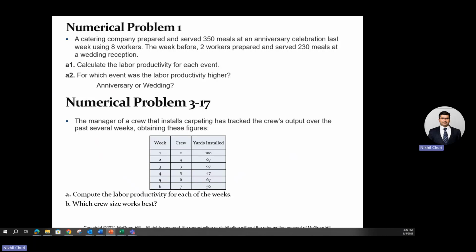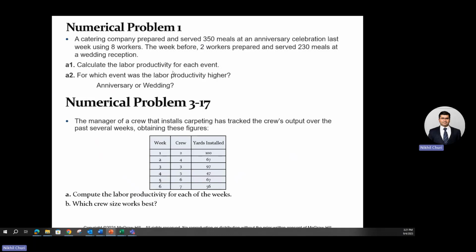at a wedding reception. So I'm assuming in this case that the meals are exactly the same. You see 350 meals and 230 meals. So I'm assuming the content of the meal was exactly the same in both events, the anniversary celebration and the wedding reception. Quickly glancing through, last week, 350 meals, 8 people. This is your output, this is your input. And the week before, there were two workers. So this is the input for the week before, and 230 meals served at the event. So this is your output.